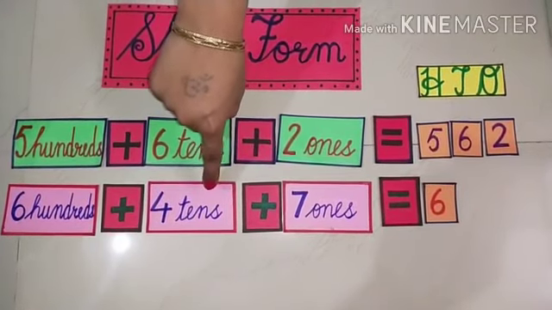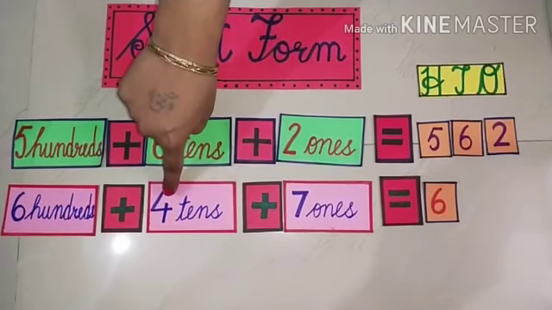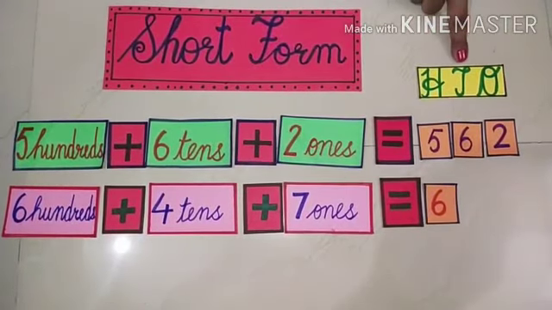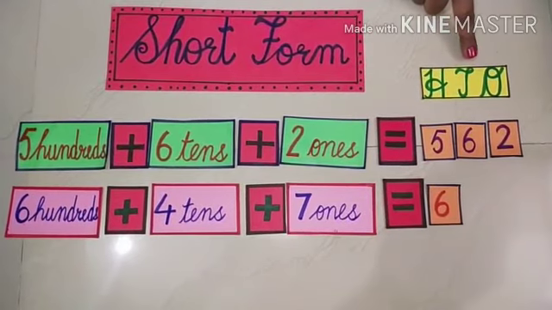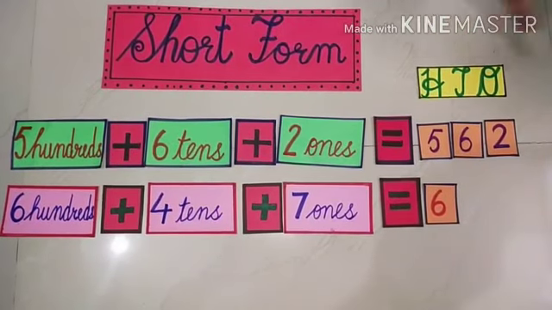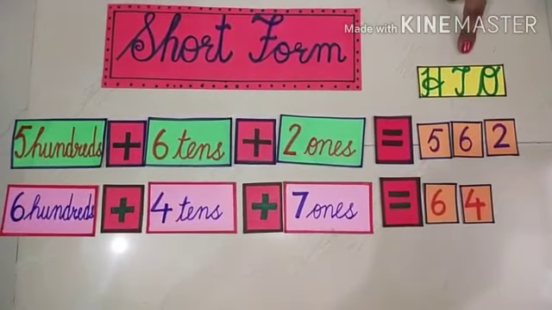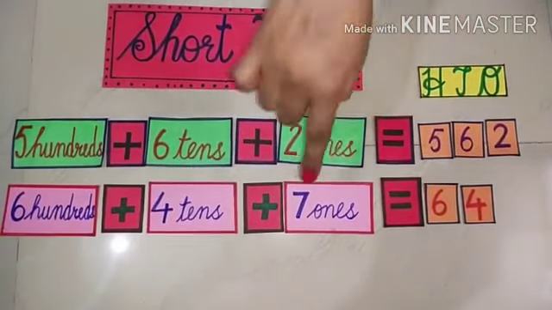4 tenths. Here, tenths is the place of 4. So, we can write 4 under the heading of tenths, because T stands for tenths. 4 tenths. Now, the next.